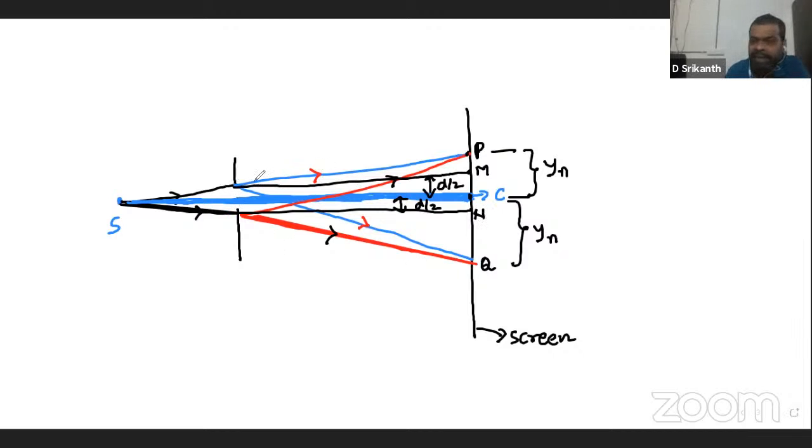Now, whenever the light ray is diffracted, some of the light rays will reflect back. So, this is my reflected ray. This is my reflected ray, and here also, this is my reflected ray.